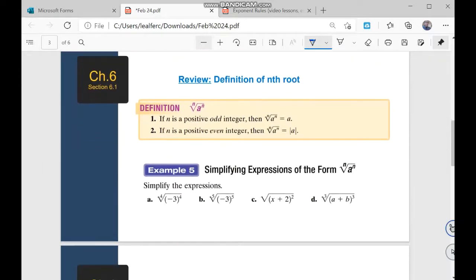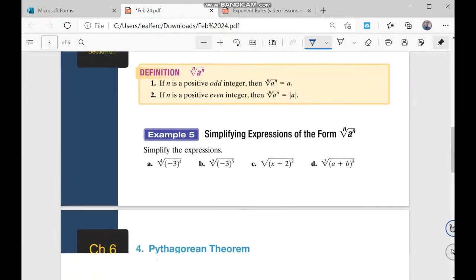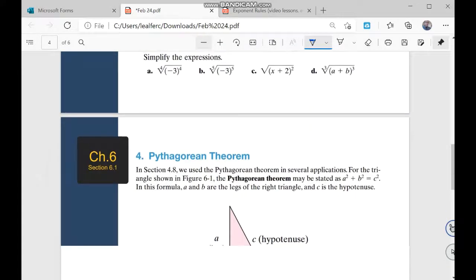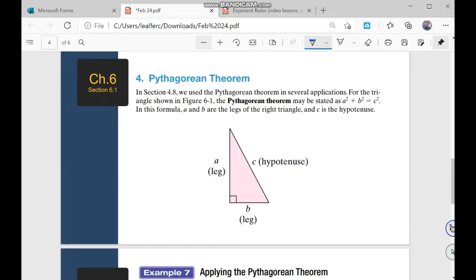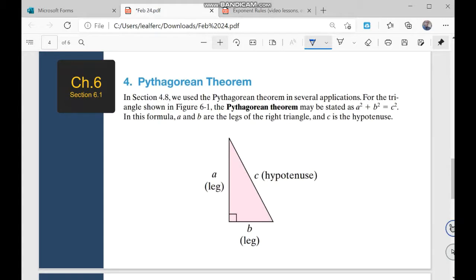And you have here a summary of the definition, a few examples. We're going to skip this. Let's go straight to today's topic. Today we will talk about the Pythagorean Theorem. This is something that you have probably seen before a couple of times. But today we will focus on using radicals to solve problems involving the Pythagorean Theorem, okay?